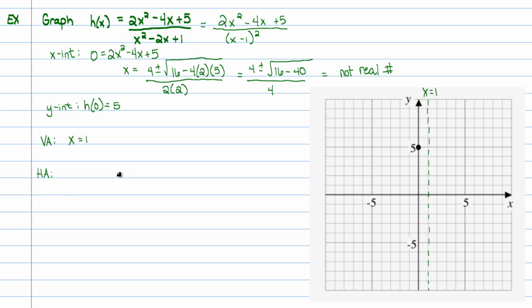You know what? Actually, now that I think about it, let's not do long division. The reason why is it's easier for me to explain it this way. The degree of the numerator on this original function is 2. The degree on the denominator is also 2. Notice the coefficient of this is 1.